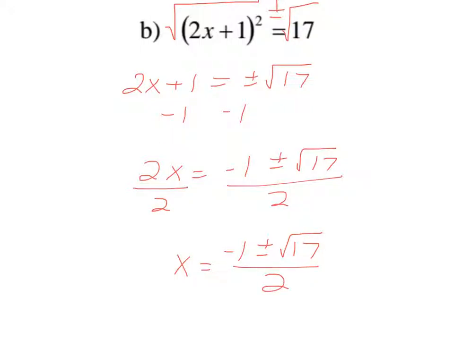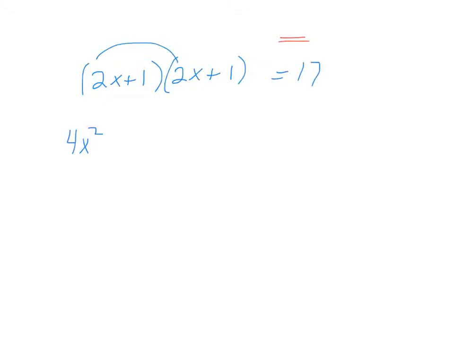Now, the second way that I can do this would be by eventually using the quadratic formula. But I can't just set this 2x plus 1 equal to 17 because this side's not 0. So what I would have to do is rewrite 2x plus 1 multiplied by 2x plus 1. I'd have to FOIL that out. 4x squared plus 2x plus 2x plus 1 equals 17.